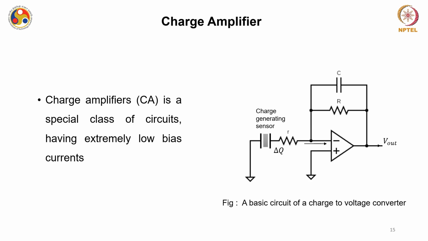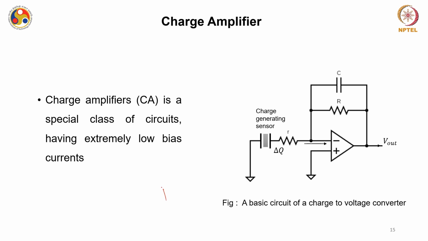Apart from this instrumentation amplifier, there is one more important amplifier which is known as the charge amplifier, very relevant to sensor applications. Because for most sensors, whether you talk about a capacitive sensor, a piezoelectric sensor or a pyroelectric sensor, the output is in the form of charge. So charge amplifiers are very crucial for sensor signal conditioning circuit design. You can understand a charge amplifier, or CA, as a special class of circuit having extremely low bias current.